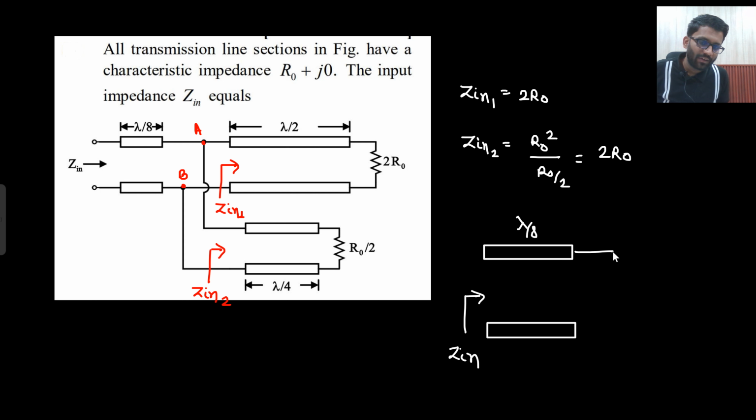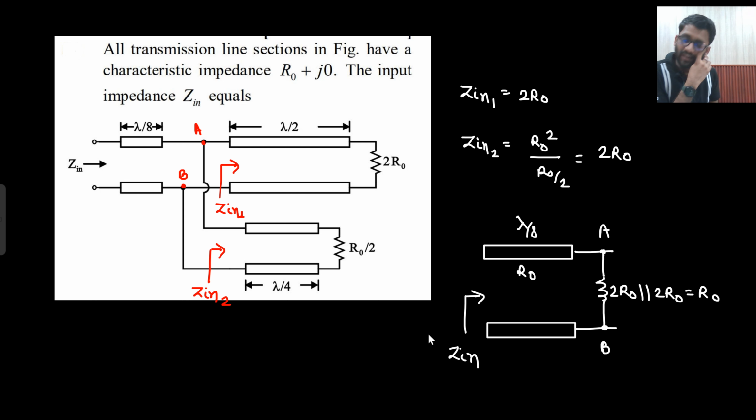At the load, this node I am calling A, this node I am calling B. Between A and B I am having 2 R naught parallel with 2 R naught, which is equal to R naught only. And what is the impedance of this line? That is R naught. So this line is a lambda by 8 line.